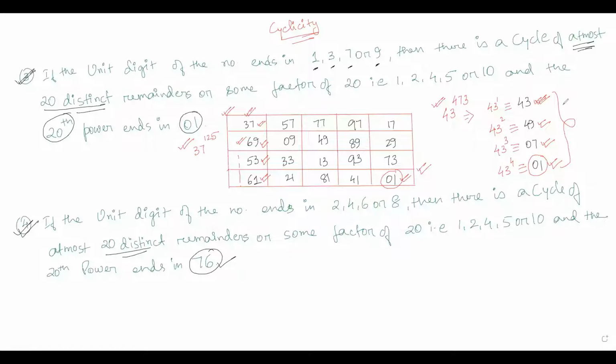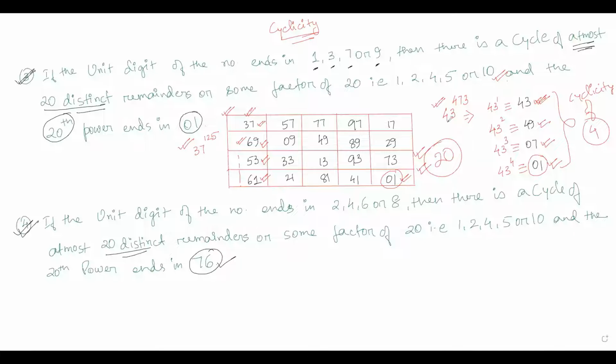So here there is a cyclicity of 4, but in the previous case there was a cyclicity of 20. So depending on the numbers, there would be a cyclicity of at most 20 distinct remainders or some factor of 20, that is 1, 2, 4, 5 or 10.